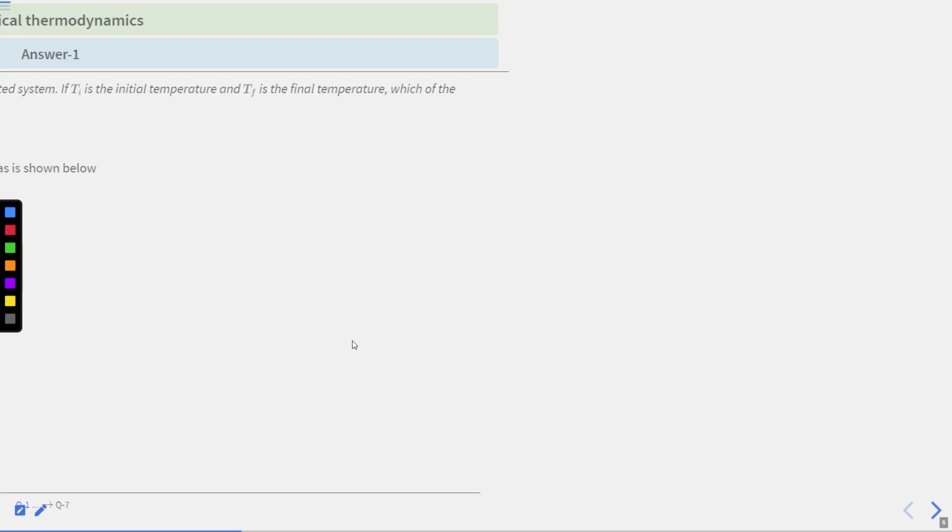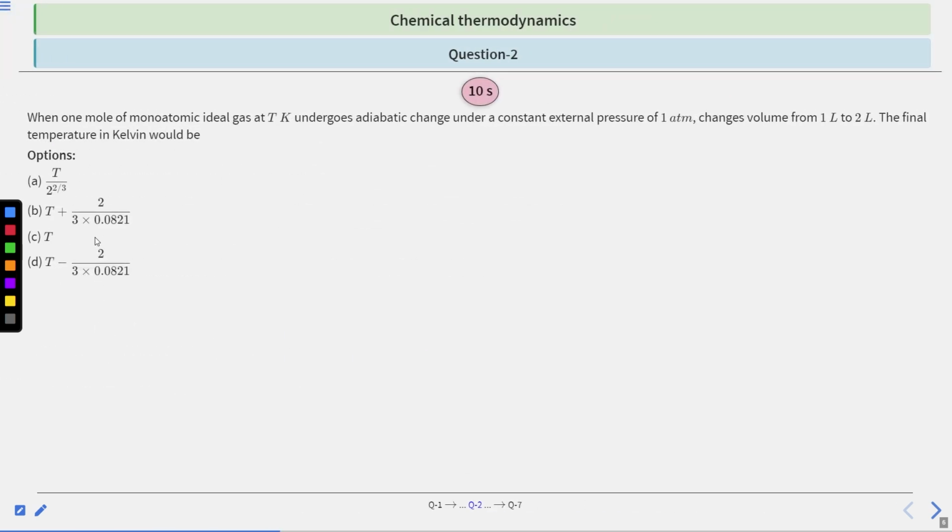Okay, so let's see the next question. Question number 2. When 1 mole of a monoatomic ideal gas at T Kelvin undergoes an adiabatic change under a constant external pressure of 1 atmosphere, and changes volume from 1 liter to 2 liter, the final temperature in Kelvin would be.